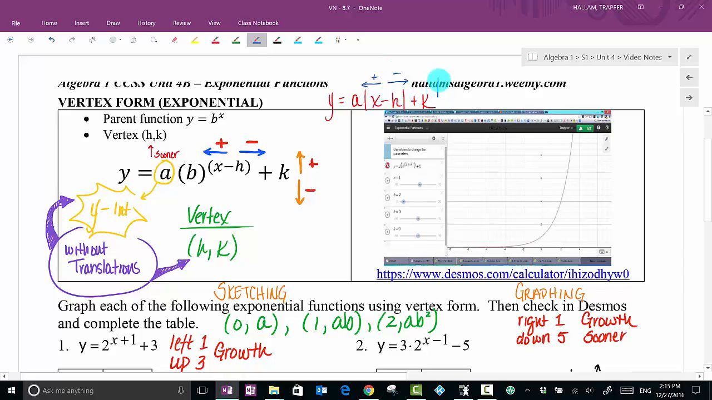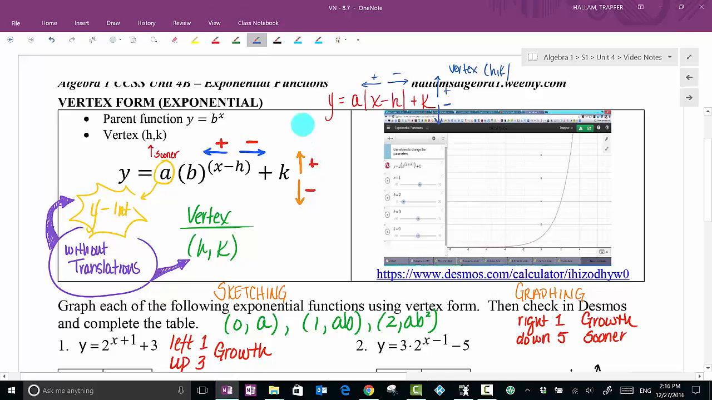And k, on the other hand, was exactly like we expected. If it was positive, it went up, and if it was negative, it went down. We understand those to be translations of the vertex, and the vertex is (h, k). Well, that works the same way with exponentials. So let's take a look at how that works. Here's the base form of vertex form in exponential.